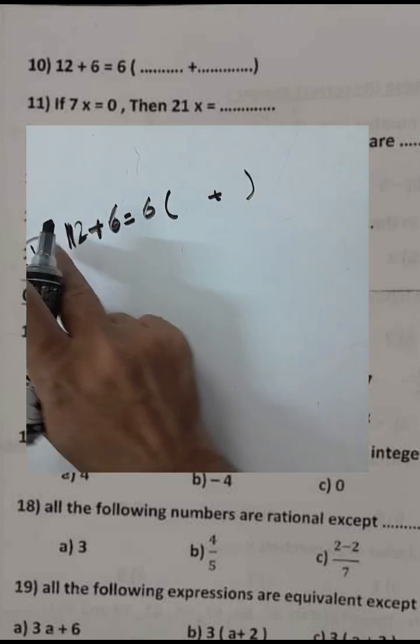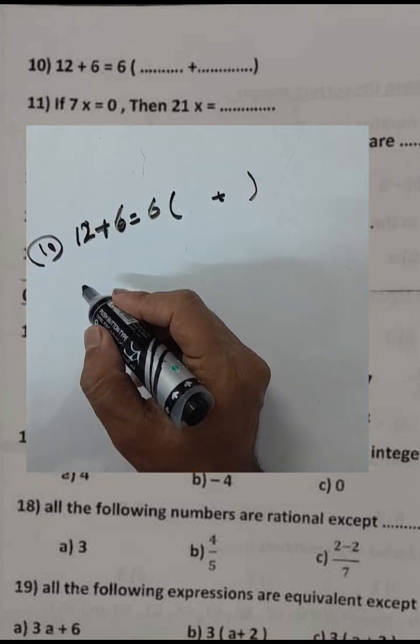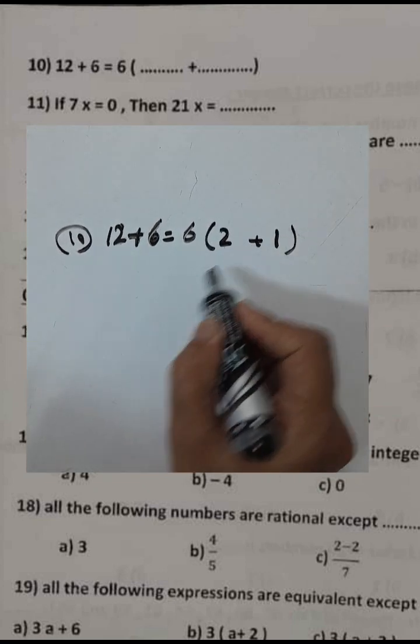6 here is the highest common factor between 12 and 6. Okay, and then 12 divided by 6 equals 2, and 6 divided by 6 equals 1.